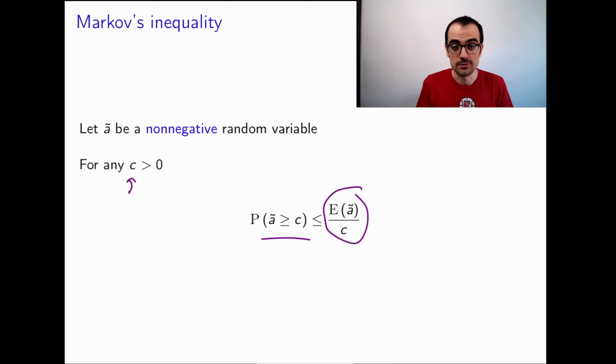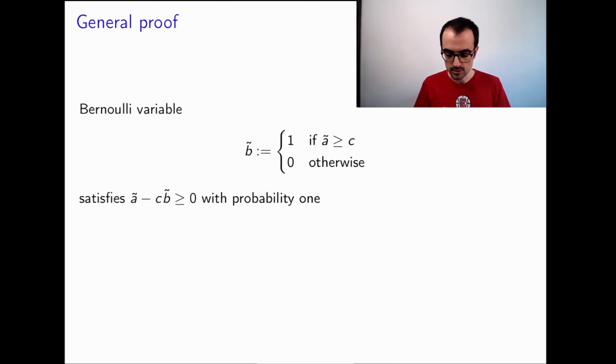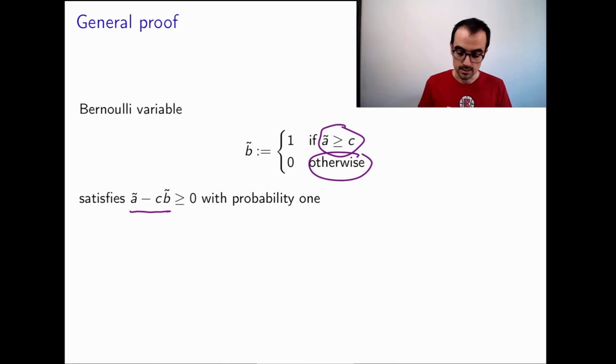Now we're going to do the more general proof, which is really simple and elegant, but I feel that it can be a little bit mysterious the first time you encounter it, which is why we did the proof for discrete random variables in detail. Okay, so we're going to establish the general result. We're going to define a random variable b, which is Bernoulli, which is equal to 1 if the random variable a is greater or equal to c, and 0 otherwise. Now we realize that we can build a random variable a minus cb, which is always non-negative. Why? Because when b is 1, a is greater than c, and when b is 0, this just means that a is non-negative.